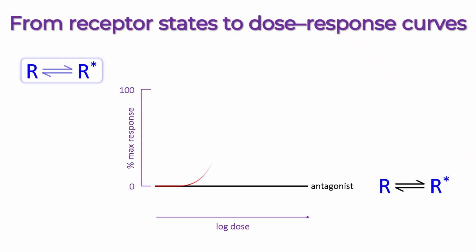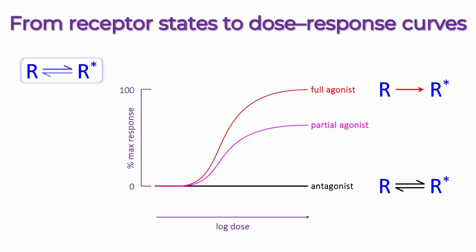A full agonist produces a large maximal response. At the receptor level, it strongly stabilizes the active state. The equilibrium is shifted decisively toward R star. A partial agonist reaches a lower maximum, even at high concentrations. It binds both states, but with a preference for the active state. The equilibrium shifts toward activity, but only partially.